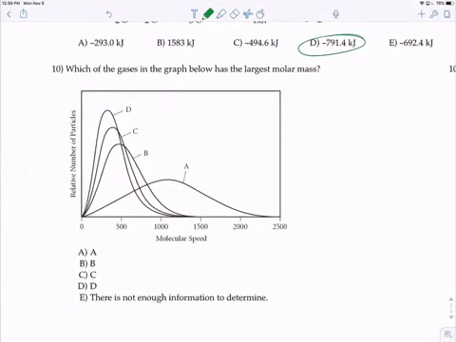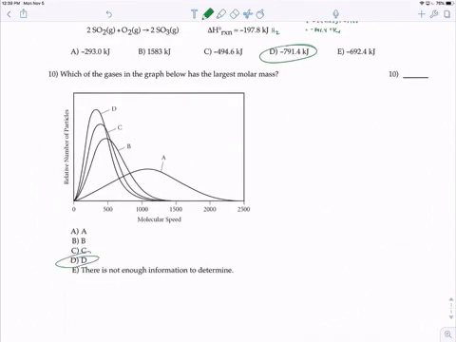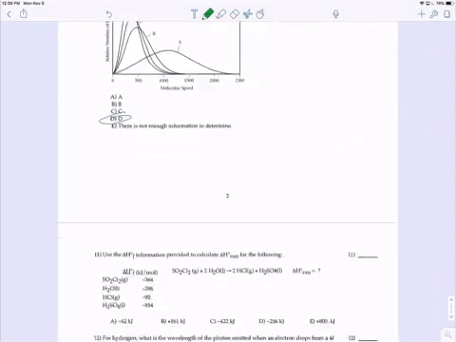So, which of these gases has the largest molar mass? The bigger molar masses have a more narrow distribution, and the lighter ones have a broader distribution. So A is the lightest and D is the heaviest. So in this case here, it's D. Did you want me to explain that more, or is that good enough for you guys? Feedback's good? Any questions with that? Need more explanation? Nope? Okay. That's D. Okay.